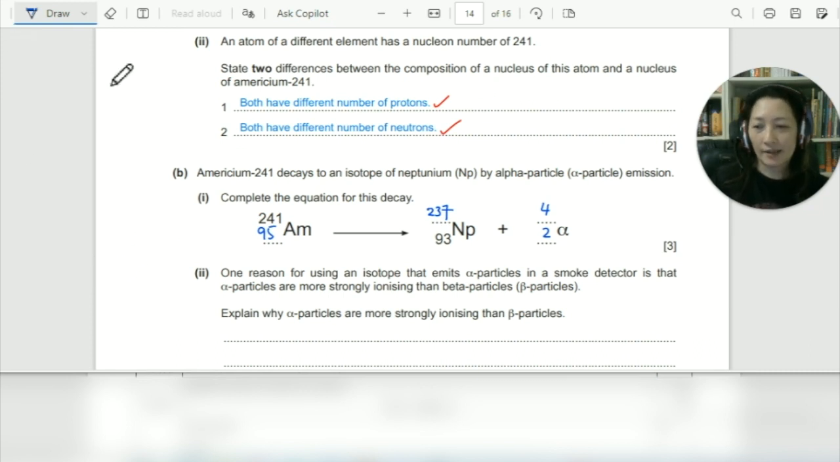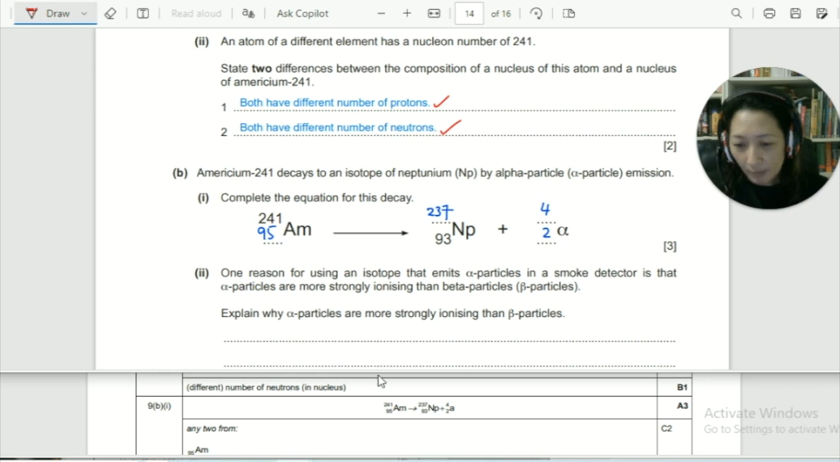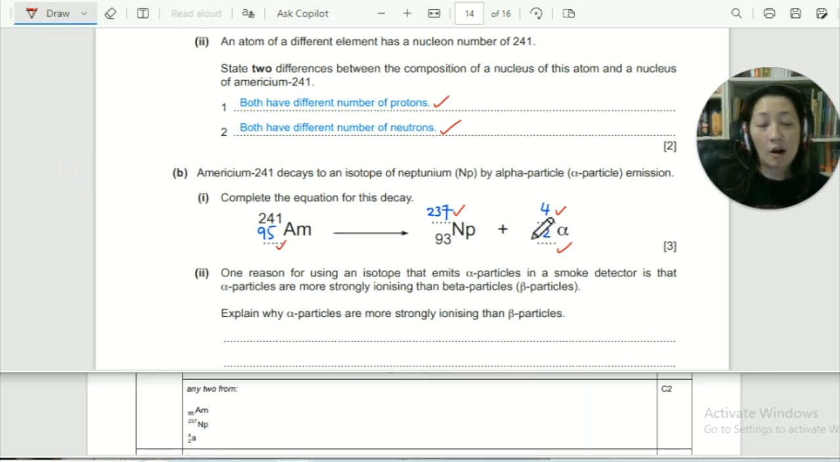Let's check against the mark scheme. As you can see in the mark scheme, 241, 95, so we got this correct. 237, 93 in neptunium, we got this correct. And alpha is 4, 2, so we've got our total of 3 marks. If you didn't get all of them correct, then the examiner will check if you scored at least 2 out of these 3 correct to score 2 marks. So either scoring 95 correct or 237 correct, or both 4 and 2 for the alpha correct.